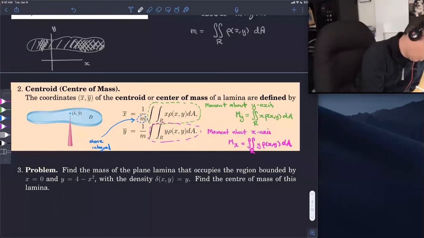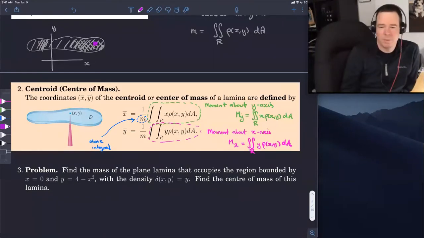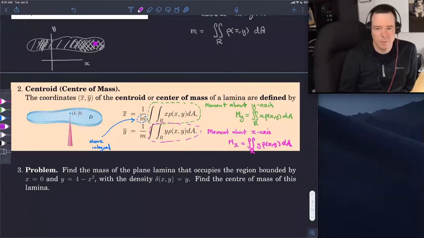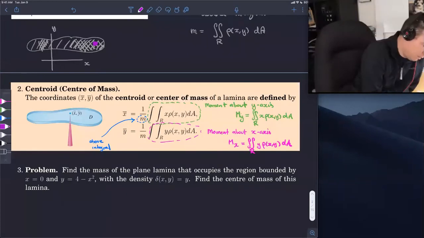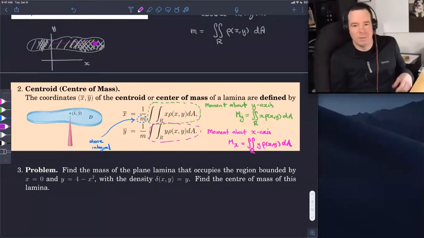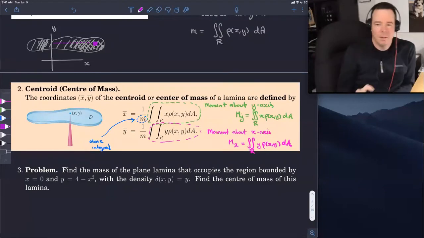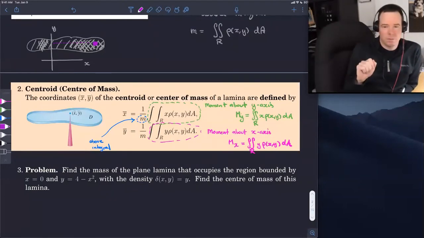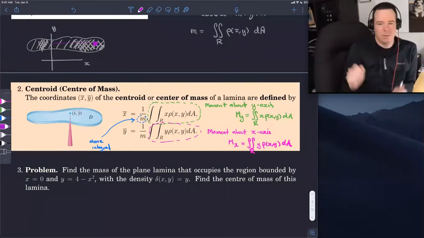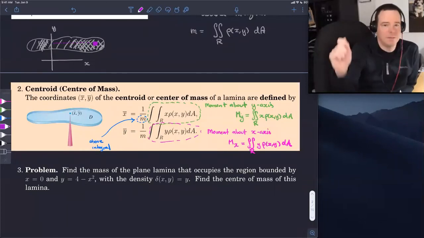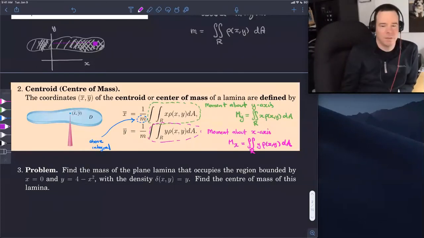So I pick a point on my lamina, somewhere where it's very high density. And what is the tendency for that point to rotate about the y-axis? Well, there's a torque going on here, right? If we imagine this point under the influence of gravity, rotating around the y-axis, that high density point has a lot of mass packed in it. It's a far distance from the y-axis, so there's a high tendency for it to rotate around the y-axis. In other words, it's going to generate a lot of torque around the y-axis.